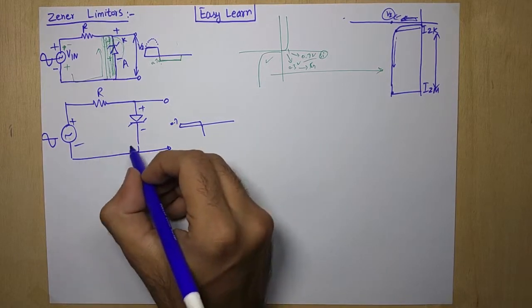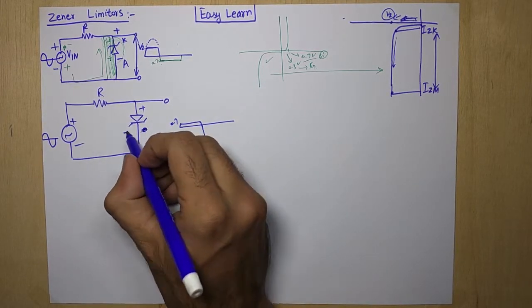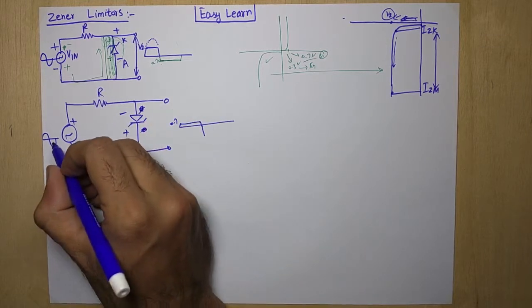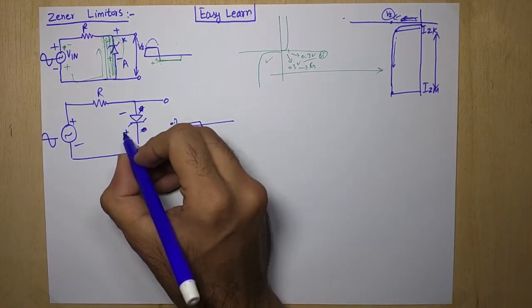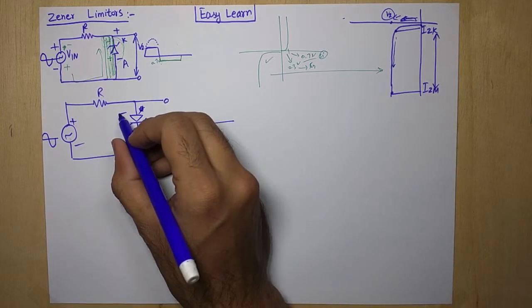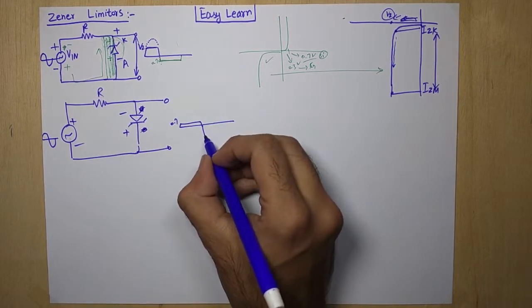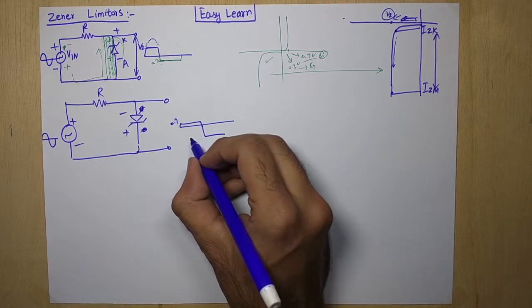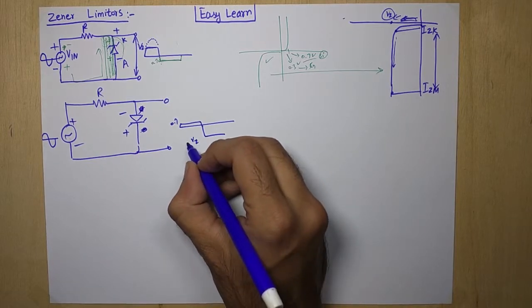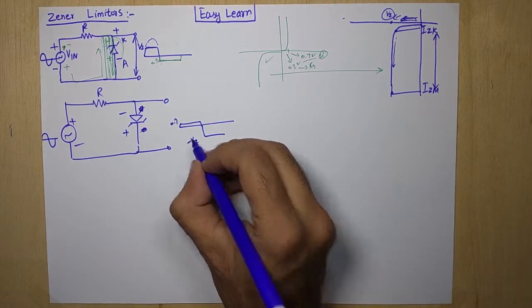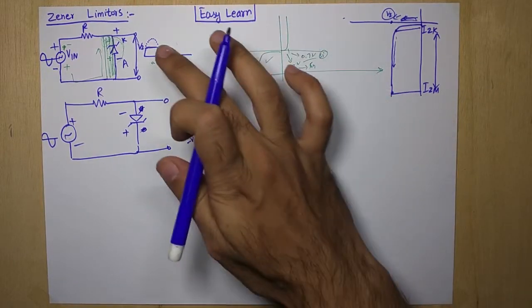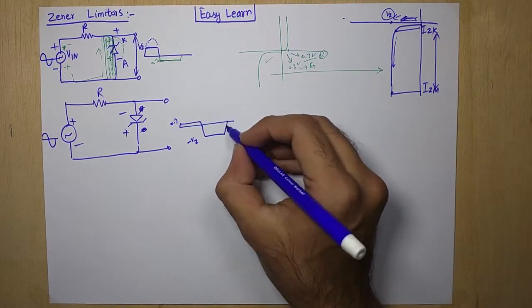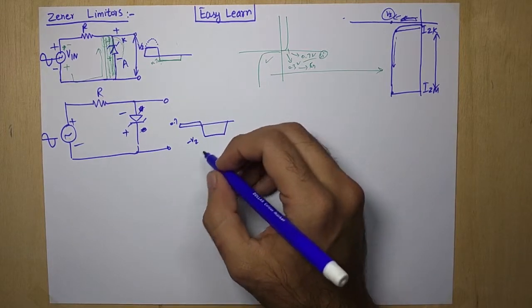Basically, when the polarities are reversed, this is positive and this is negative in the negative half cycle. Then what happens? Positive is connected to the cathode, negative is at the anode. It will go until the situation is Vz, but on the negative side we usually use negative Vz. Again the same situation but in reverse polarity, so the negative portion is clipped off.